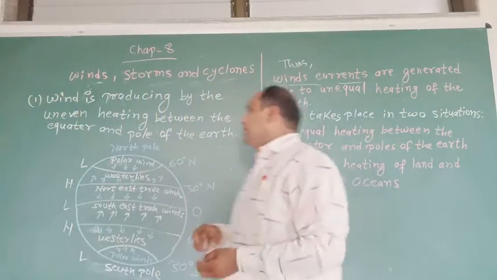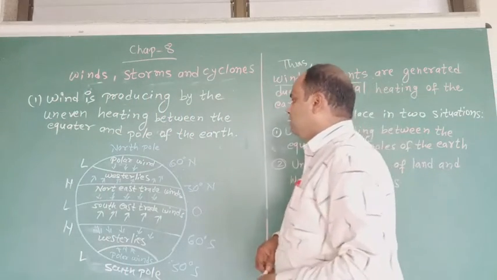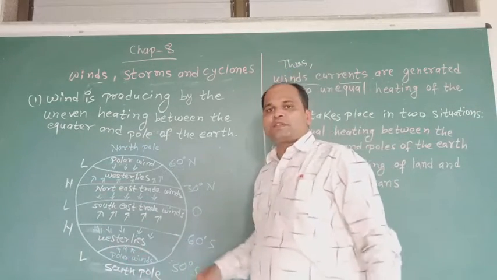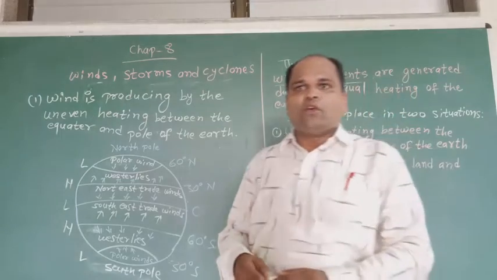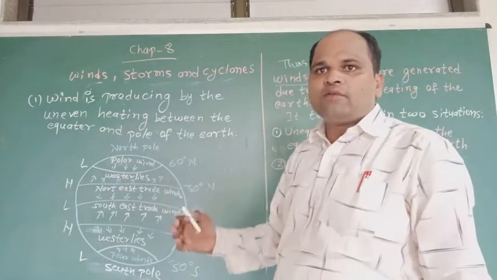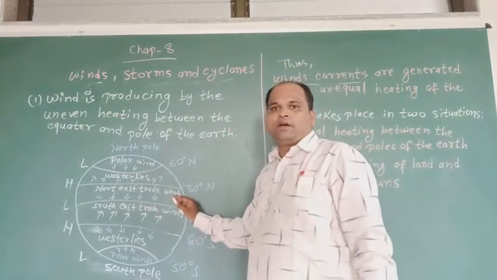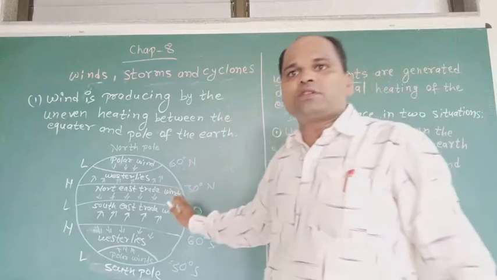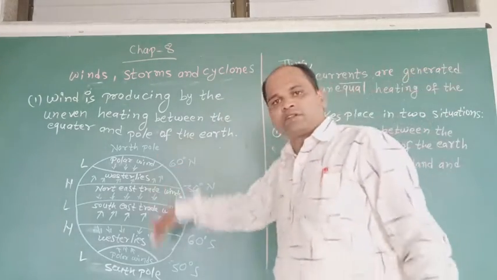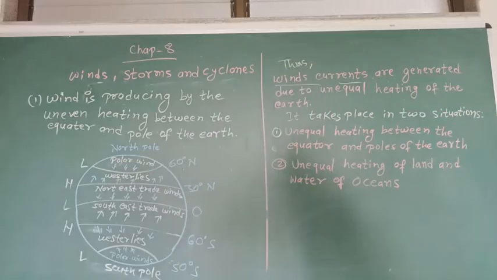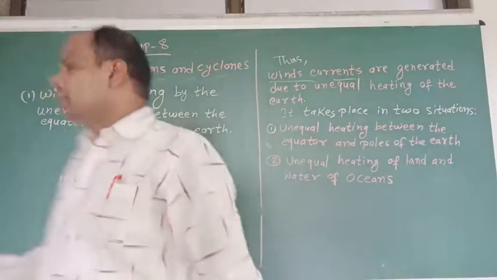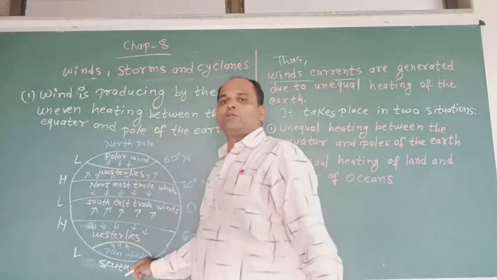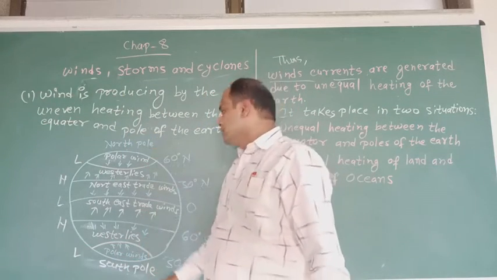Okay, and you can see one picture on our green board. This picture shows the wind flow pattern because of uneven heating of the earth. So students, you can see in the picture this is the north pole and this is the south pole. The upper part is the north pole, the lower part is the south pole.